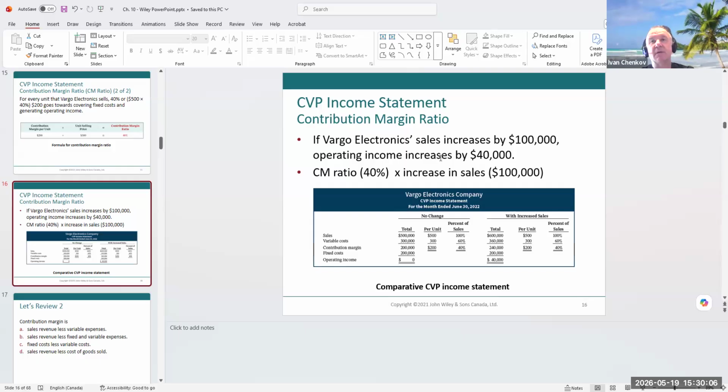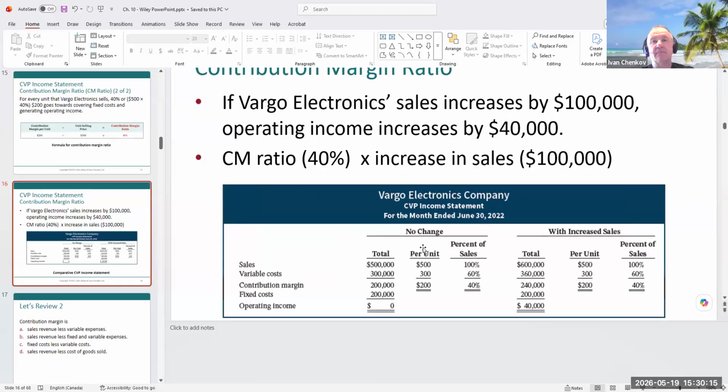The first thing that we have to think is, are we above break-even point? So let's take a look here. Currently, I'm on the break-even point. What that means? That means I'm selling 1,000 units. If I'm selling 1,000 units, my sales are 500,000, variable cost 300,000, contribution margin is 200, fixed cost is 200, and I'm break even. I'm not making profit, but I'm not losing money. Now, what's going to happen if my sales increase by $100,000?